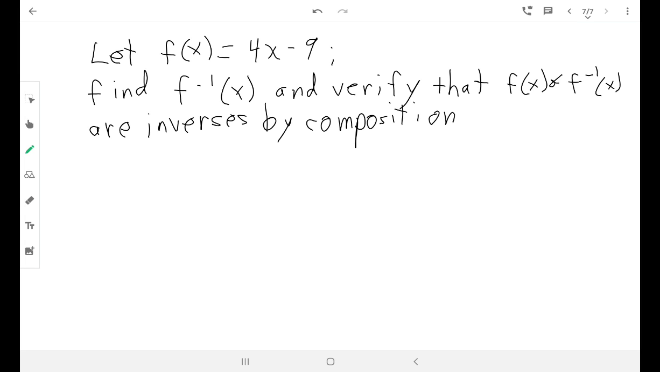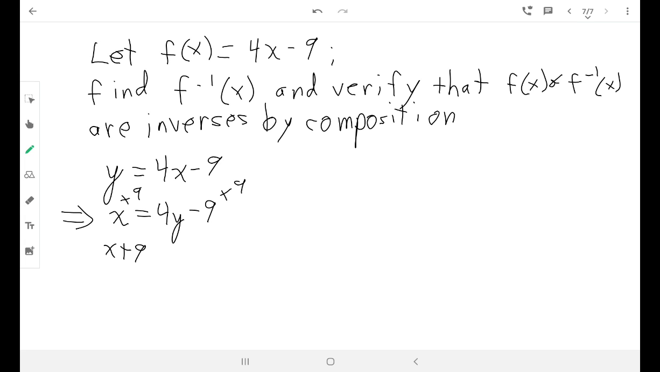So let's write f of x equals 4x minus 9 as y equals 4x minus 9. And I will, in the next step, exchange x and y, and I'll solve. So let's add 9 to both sides, and we'll have x plus 9 equals 4y. I'll divide by 4, and that means I've got to divide this whole side by 4, giving me y equals x plus 9 all over 4, so that's my f inverse of x.